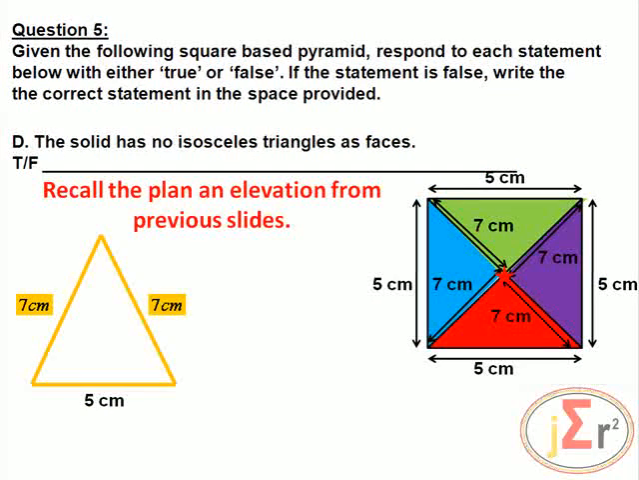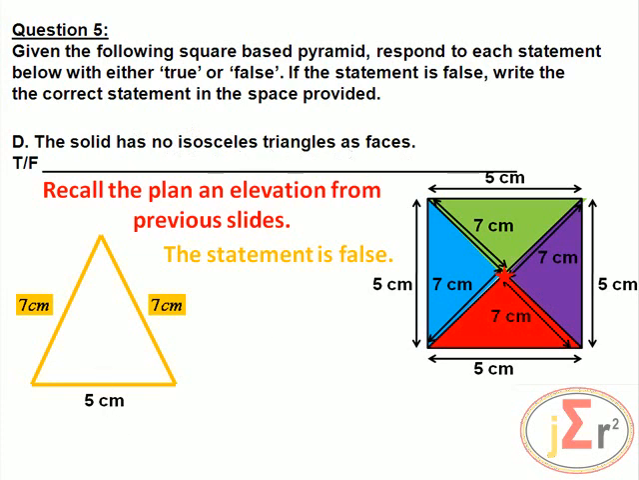Recall the plan and elevation from the previous slide. So we are placing them here just as a reminder of the dimensions that we had. The statement is false. The statement that we have here for statement B, the solid has no isosceles triangles as faces, but we are sure that these triangles are isosceles.